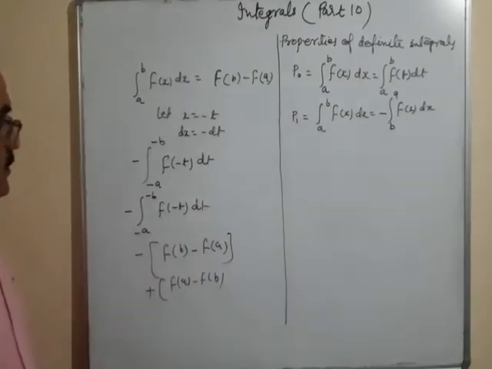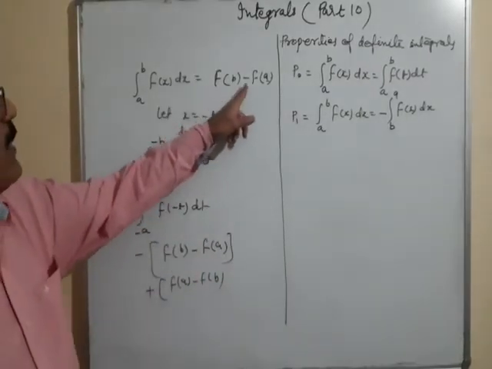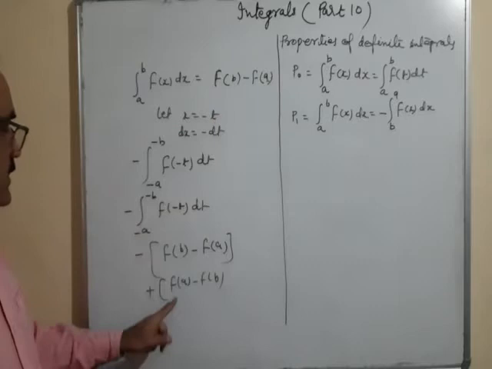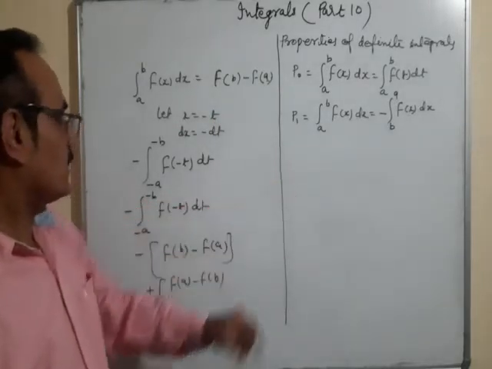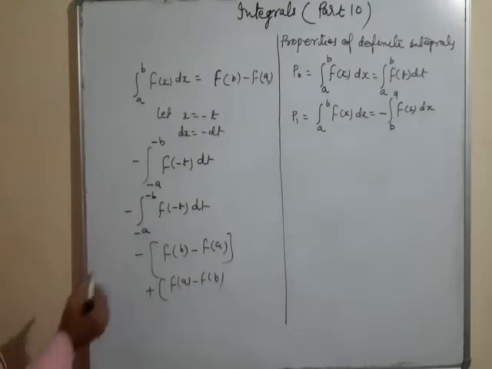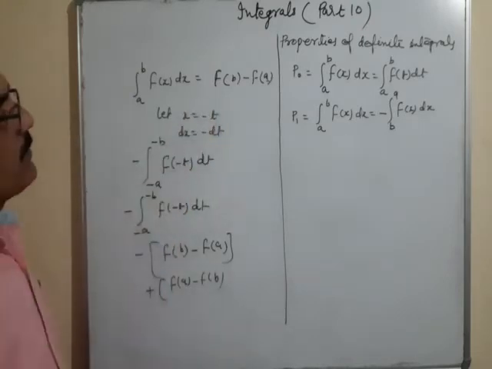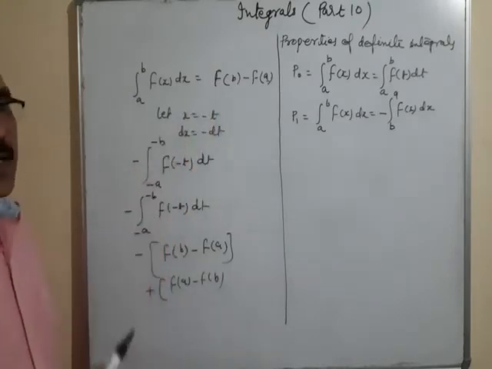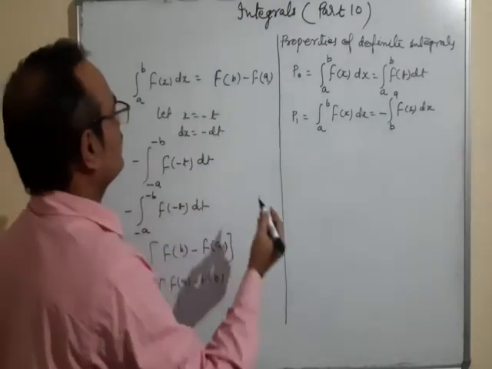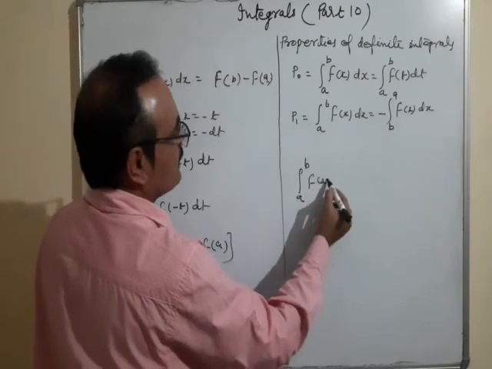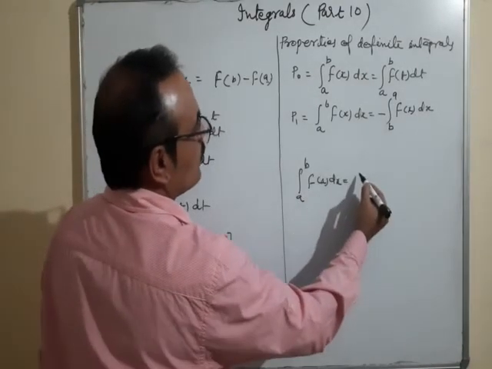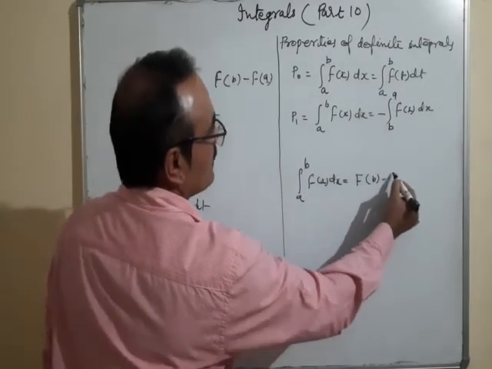Okay, so you can see that f of b minus f of a, and it is f of a minus f of b, right? So what does it mean? When the limits are changed or exchanged, then it will come in that form. Or you can understand it in a different way. Let me tell you, a to b f of x dx is equal to, what is the value of it? F of b minus f of a.